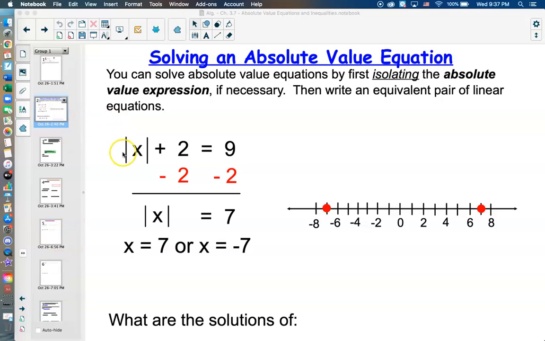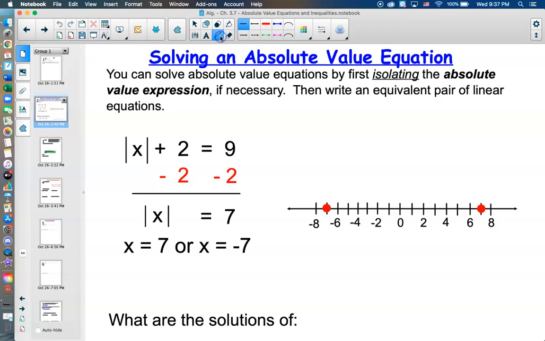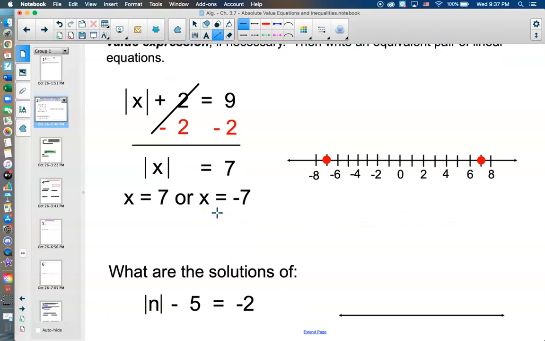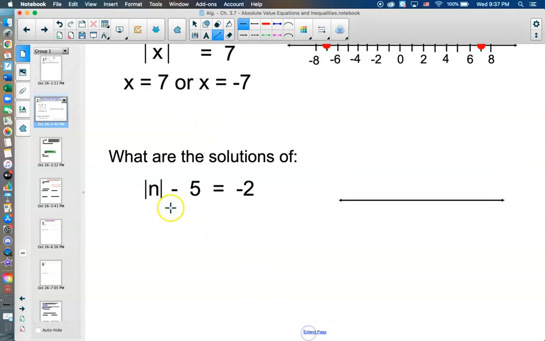So here, we have the absolute value of x plus 2 is equal to 9, right? We need to subtract 2 from each side, okay? That cancels these out. And now we have the absolute value of x is equal to 7. Now that we have the absolute value expression isolated here, we're able to work with this problem. Here, we'd have to add 5 to each side to solve.